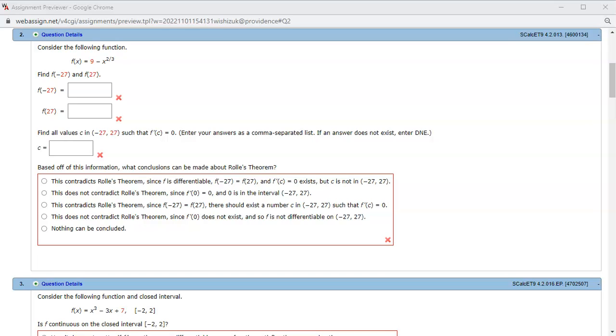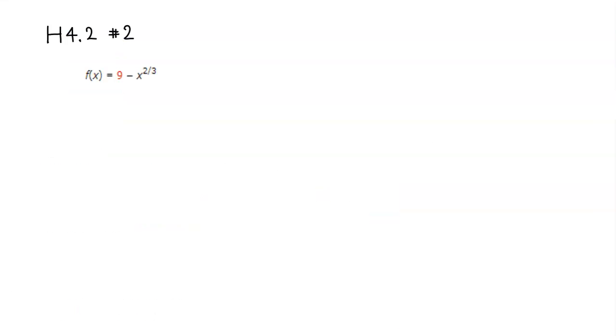All right, let's look at homework 4.2, problem number 2. We have the function f(x) = 9 minus x to the 2/3 power. We want to find f of negative 27 and f of 27. All right, so let's do that.